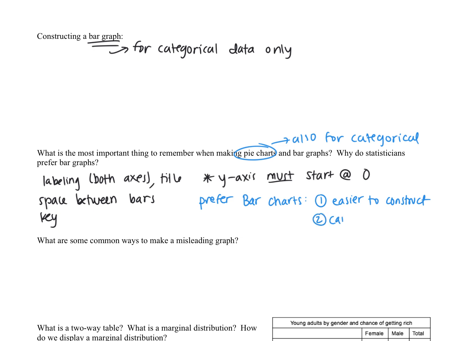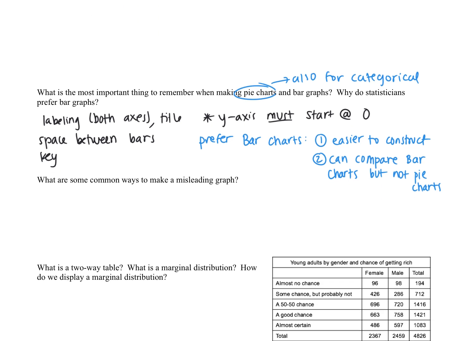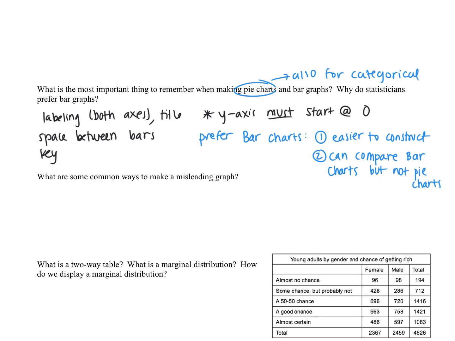The second one is you can compare bar charts, but not pie charts. And I mean that in two different ways. The first way is if I just have a single bar chart, it is much easier to see the difference in these bars than it would be to see the same information in a pie chart. It's much easier to visually see it.